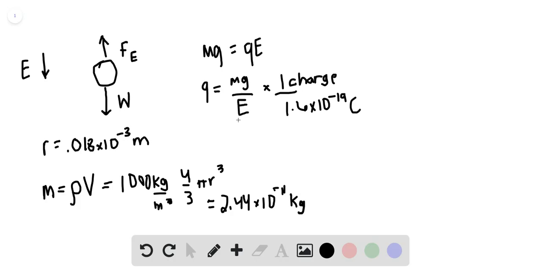Okay, so that's what we plug in for mass. For E, let's go ahead and write that down. The problem gives us that the electric field is 150 newtons per coulomb. And then I think we have everything. Gravity is 9.81. And when I plugged all this into a calculator, I ended up getting 10 to the 7 charges.